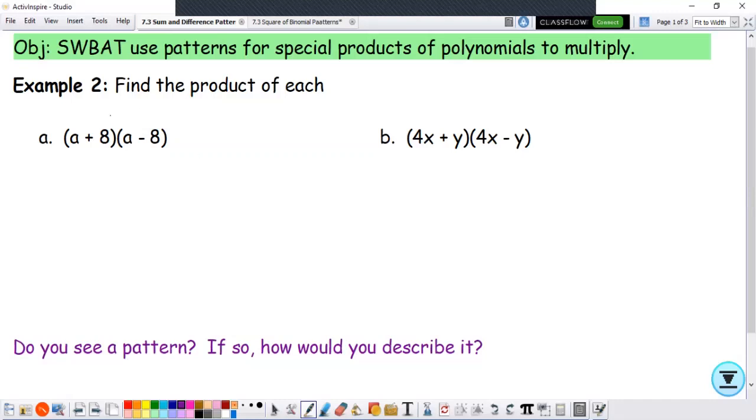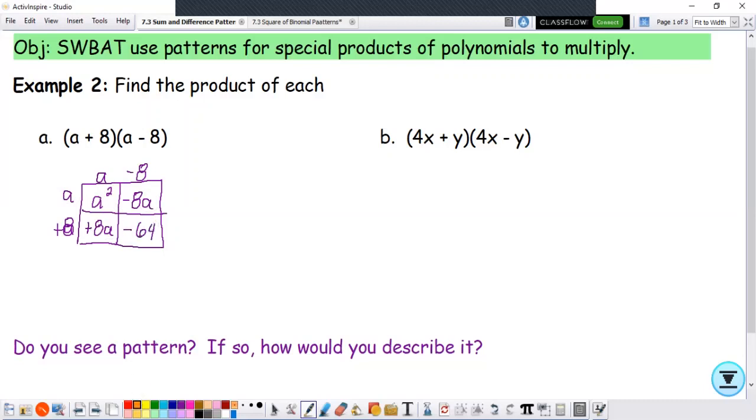For the first binomial pair here, I am going to use the area model to multiply. So I have a plus 8 being multiplied with a minus 8. A times a is a squared. A times negative 8 is negative 8a. 8 times a is positive 8a. 8 times negative 8 is negative 64.